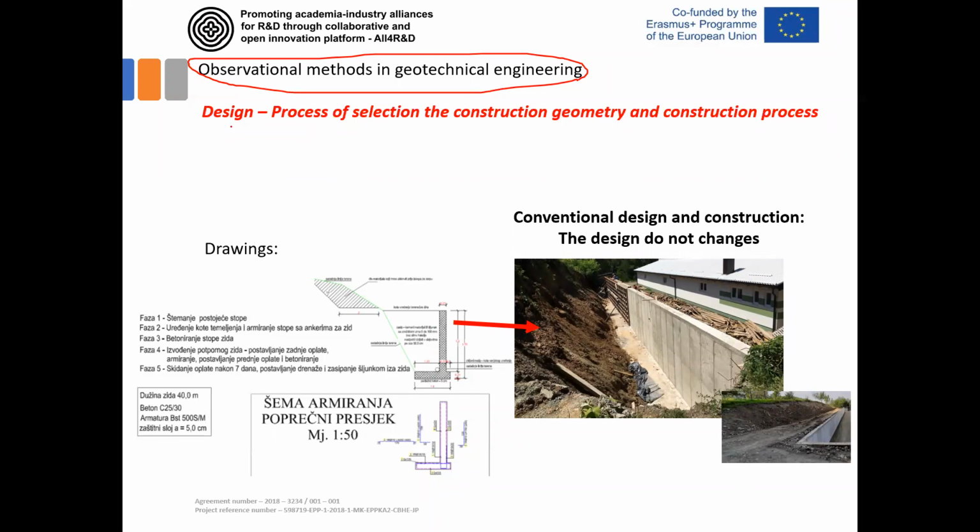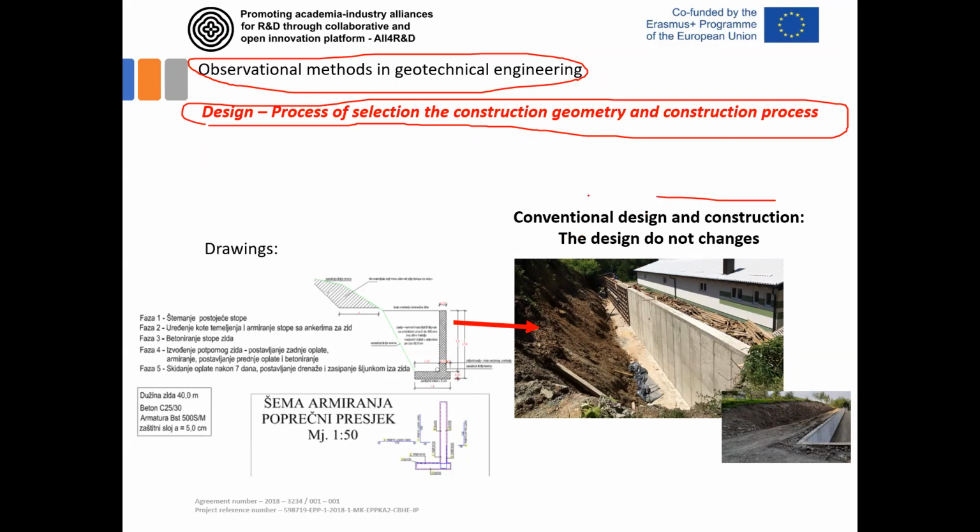When you say design, we mean some process of selection of construction geometry and construction process. It can really be done in different ways. A first example is so-called conventional design and construction. Conventional design and construction means the design does not change.